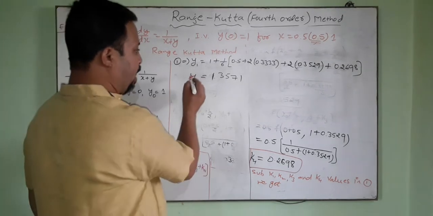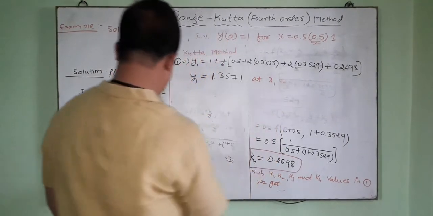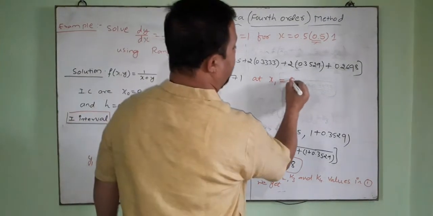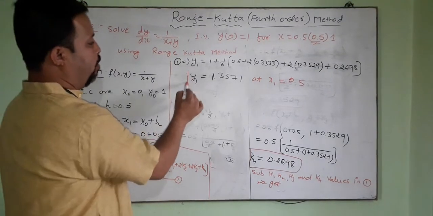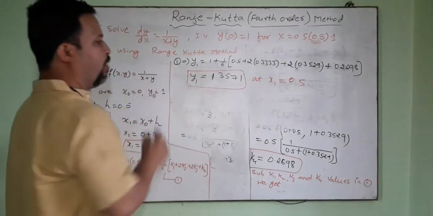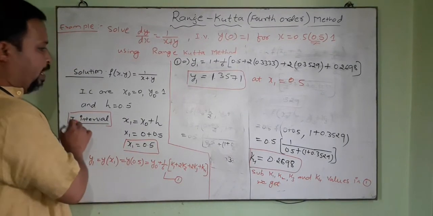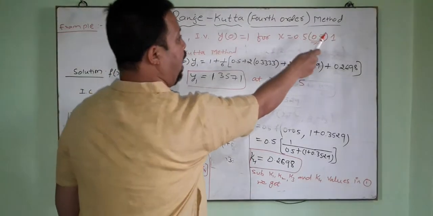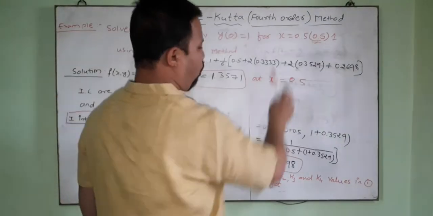That means I can say this is the y1 at what value? At x1 is equals to 0.5. So I have found this at x1. What is the value of the y1? I have got it now. Now we will go for the second interval, because they are asking for 0.5 and up to 1. 0.5 to 1 they are asking.